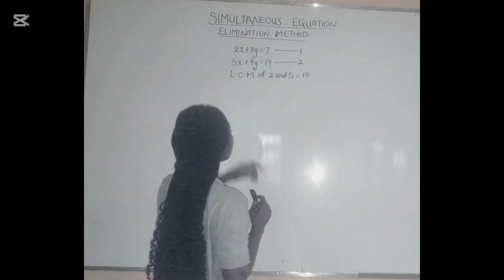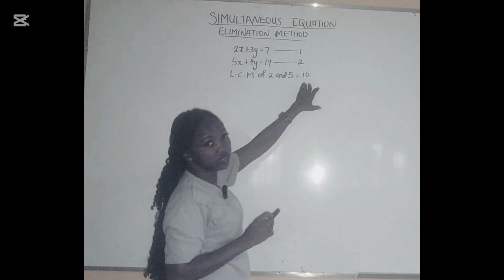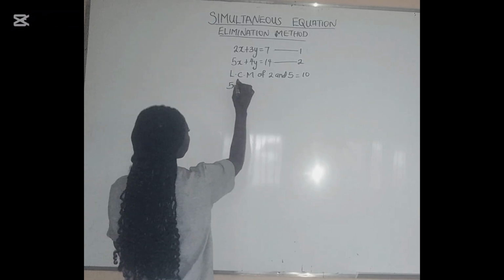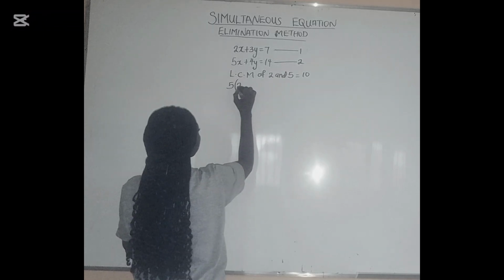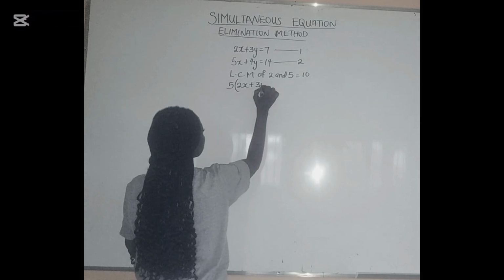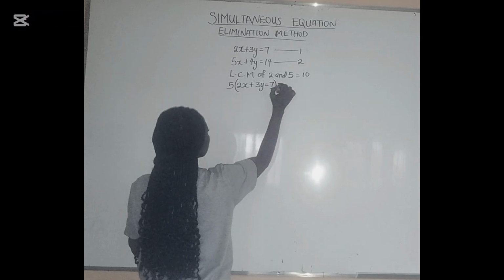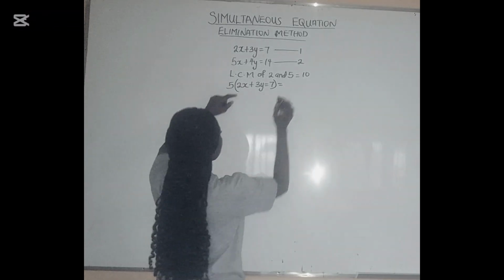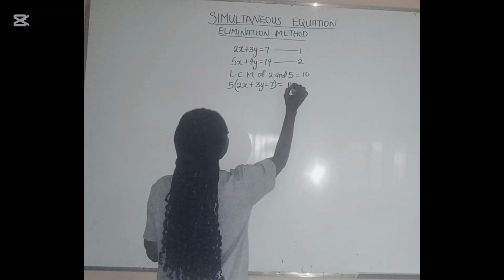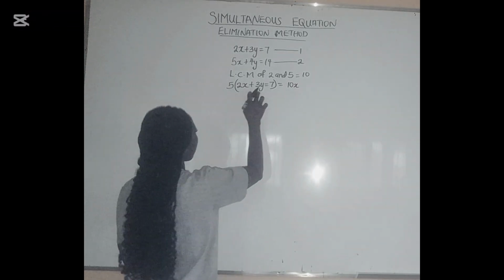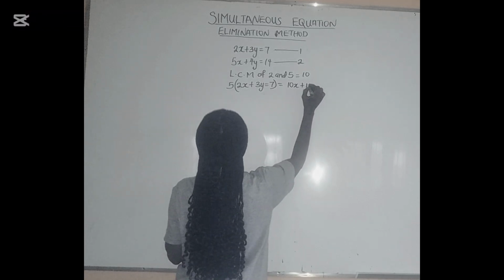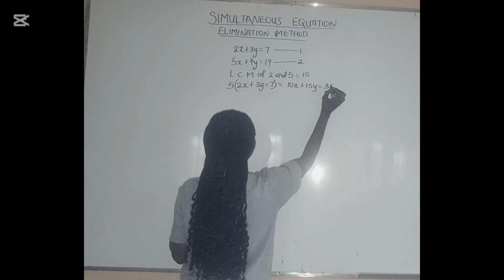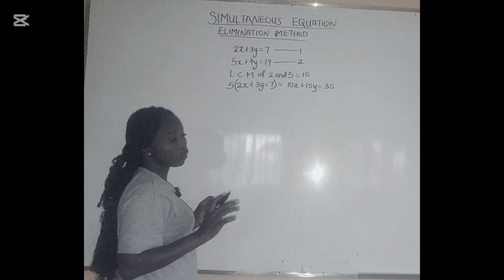So what I'm going to do next, 10 divided by 2 is actually 5. So I'm going to write out my 5, open a bracket and write out all of equation 1 there. So next is to open up the brackets. 5 times 2x is going to give me my 10x. 5 times 3, I have my 15y. And 5 times 7 gave me 35. I'm done with equation 1.